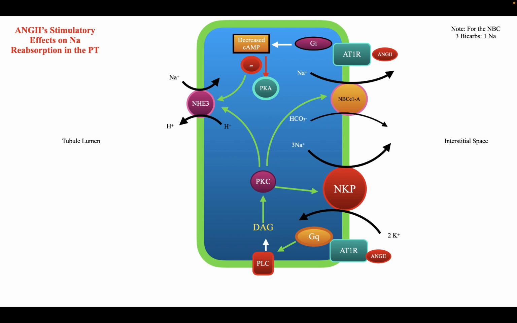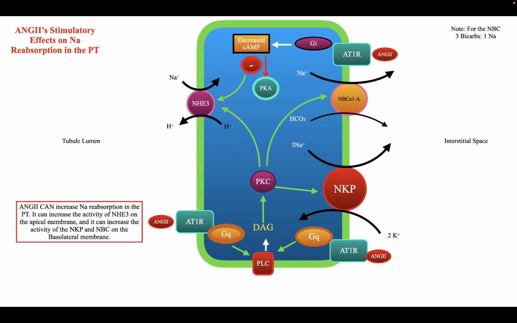Now on the apical membrane, we also have AT1 receptors. However, the majority of these AT1 receptors will be coupled to the GQ protein. So when angiotensin 2 binds to these receptors, the GQ protein is activated, allowing phospholipase C to be activated, which produces diacylglycerol, which therefore activates protein kinase C, leading to the downstream effects. So in summary, ANGII can increase sodium reabsorption in the proximal tubule. It can increase the activity of the sodium hydrogen exchange protein on the apical membrane, and it can increase the activity of the sodium-potassium pump and the sodium bicarbonate co-transporter on the basolateral membrane.